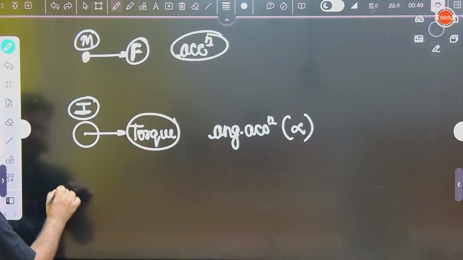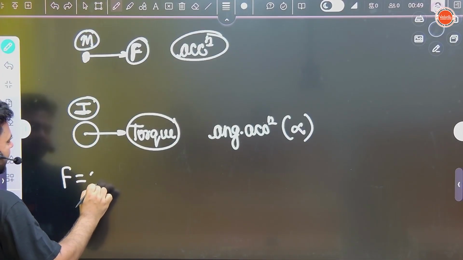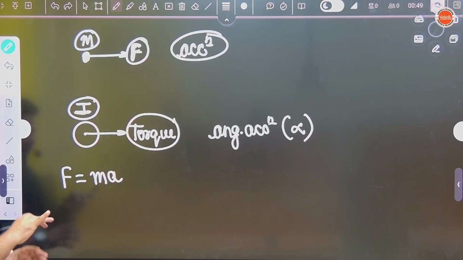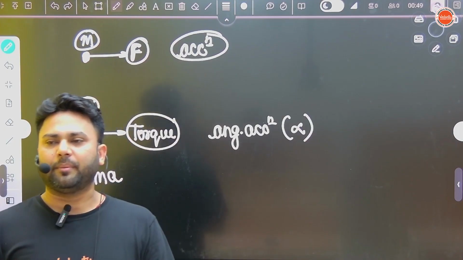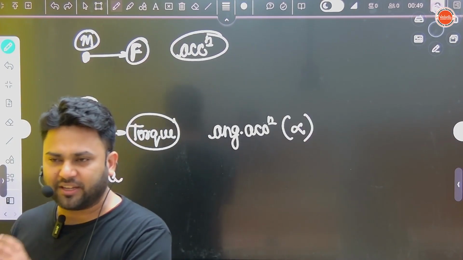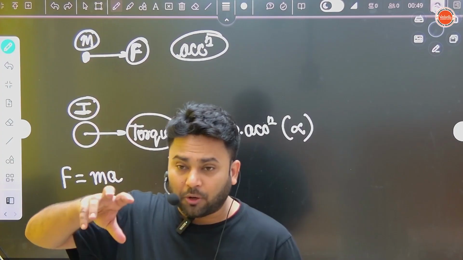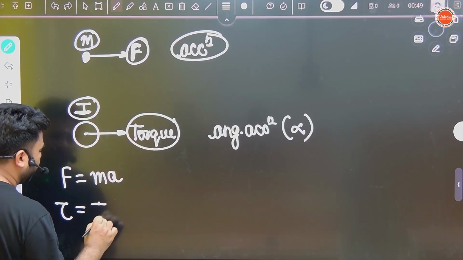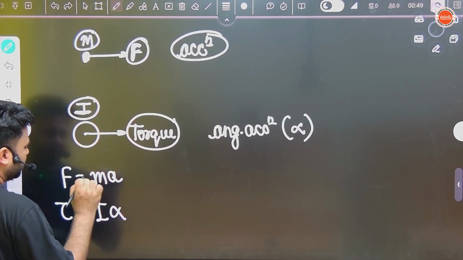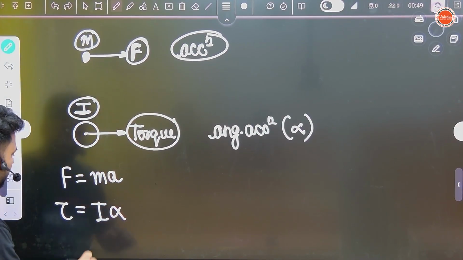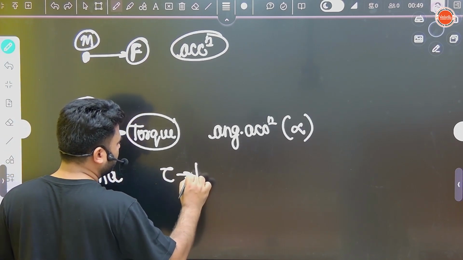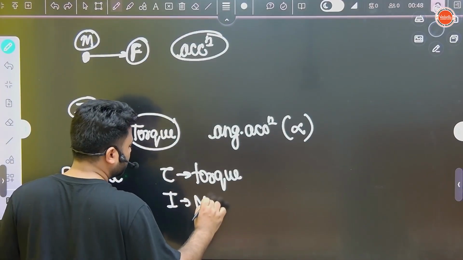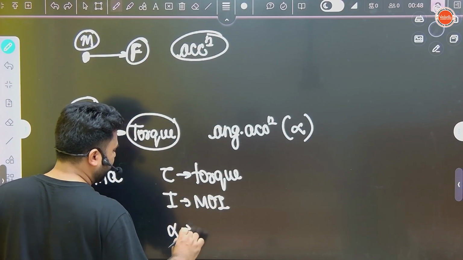What I am trying to say, like in linear motion, what we write, force equals to mass into acceleration. In rotation, if the object is rotating, always remember, force is replaced by torque, mass is replaced by moment of inertia, acceleration is replaced by angular acceleration. So you should remember what is tau. Tau is torque, I is moment of inertia, alpha is angular acceleration.